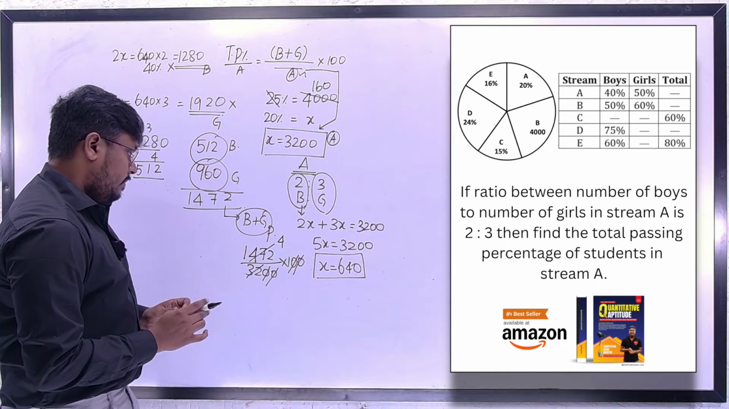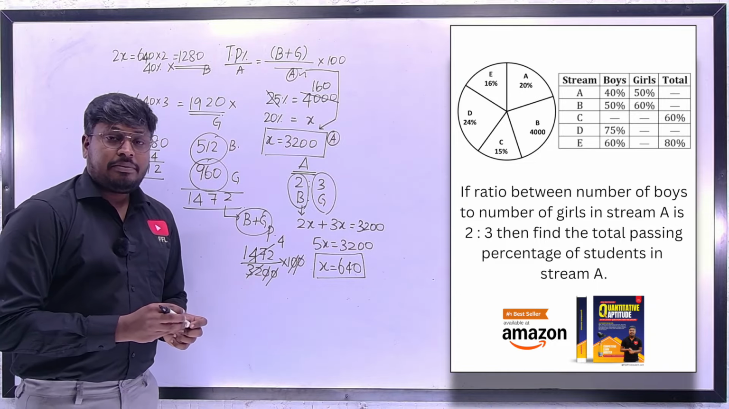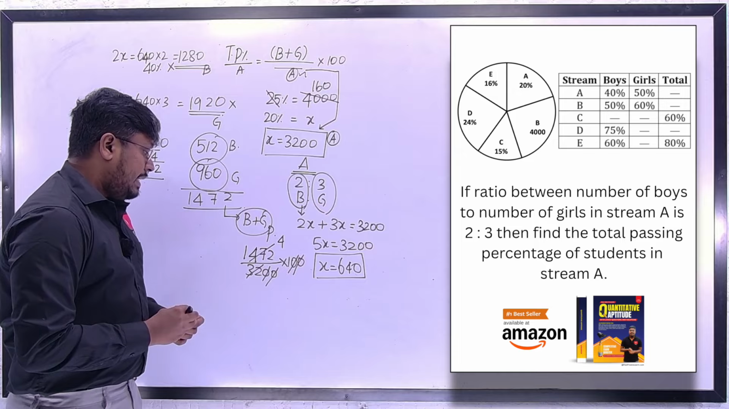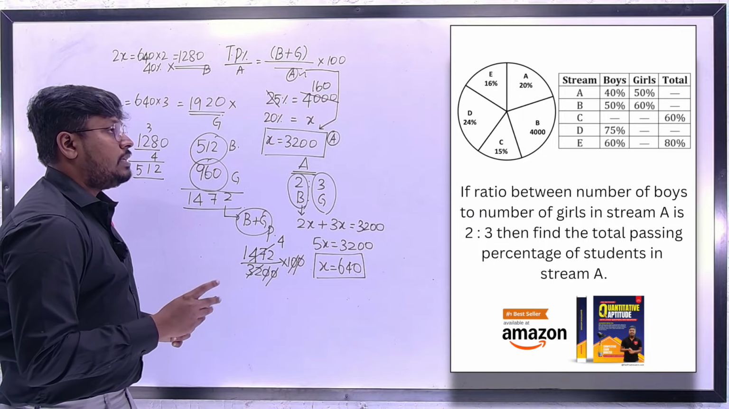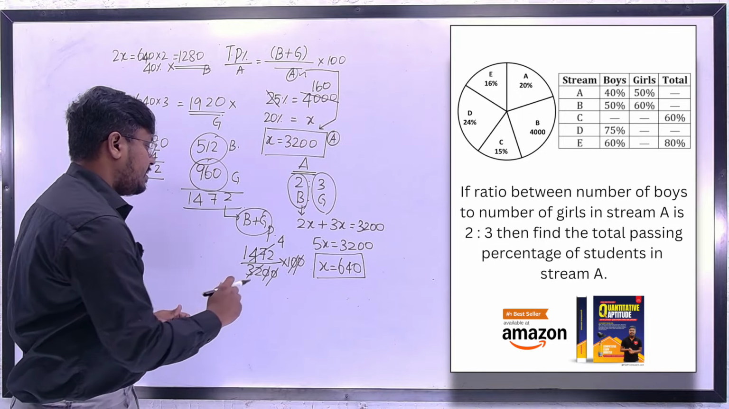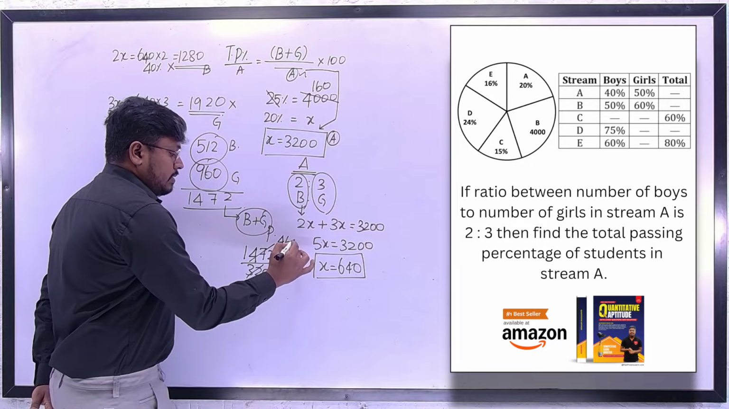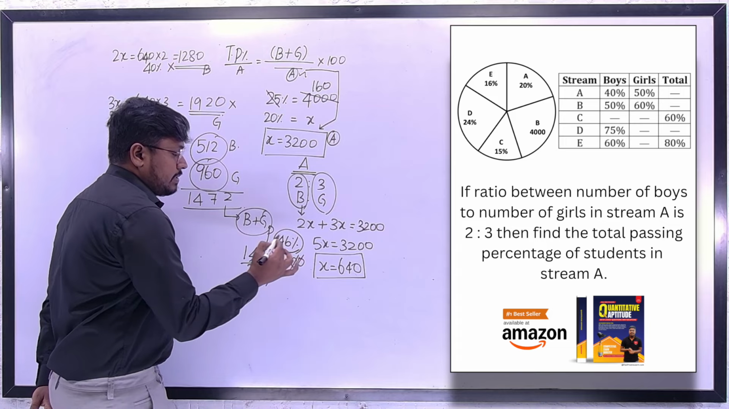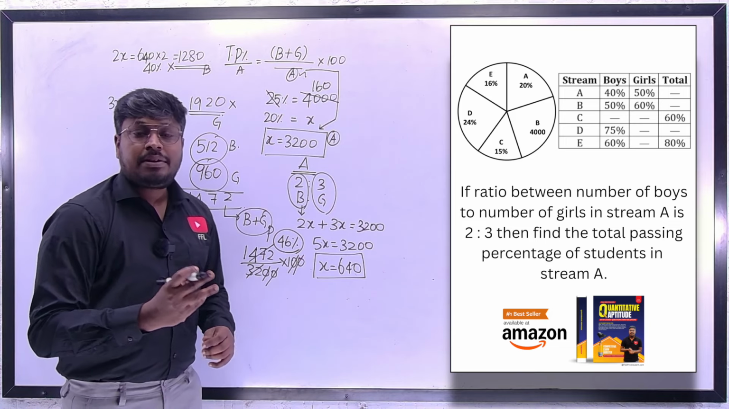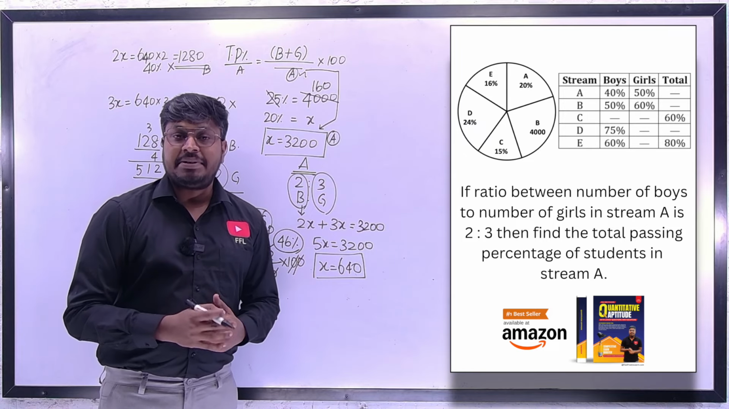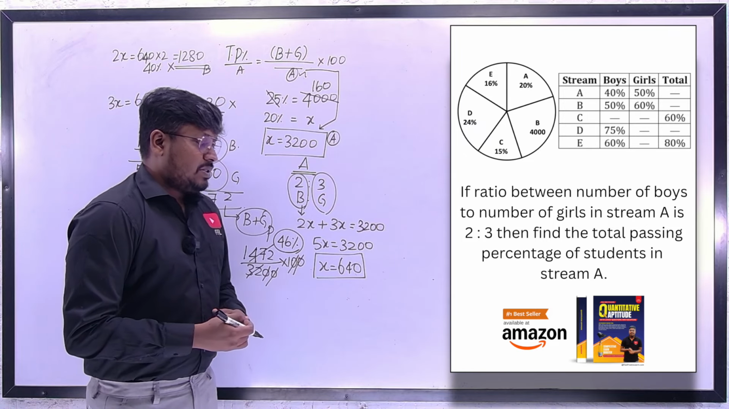Four times, because 4 times will be 128, 38, 19, 6 times, 6 3s are 18, 119. So 46%. So the answer for this second question is 46%, right? Easy.